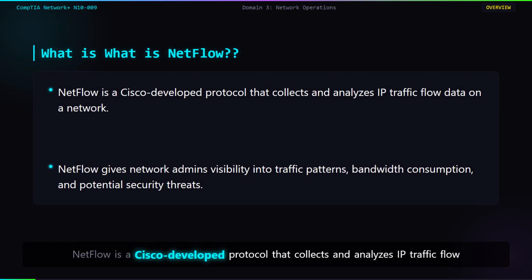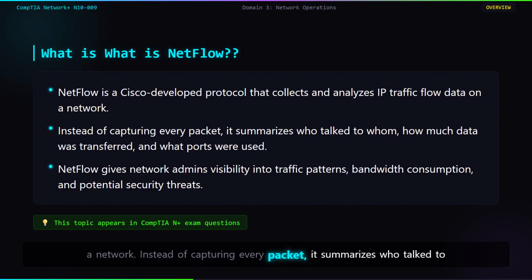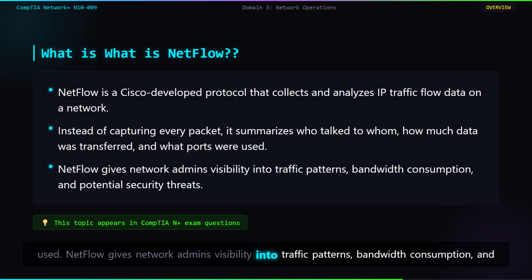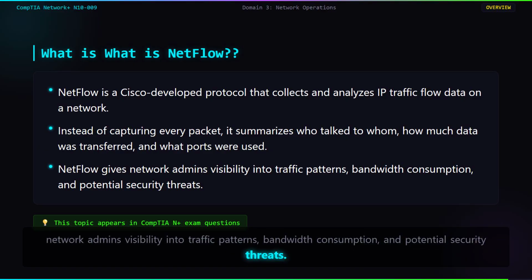NetFlow is a Cisco-developed protocol that collects and analyzes IP traffic flow data on a network. Instead of capturing every packet, it summarizes who talked to whom, how much data was transferred, and what ports were used. NetFlow gives network admins visibility into traffic patterns, bandwidth consumption, and potential security threats.